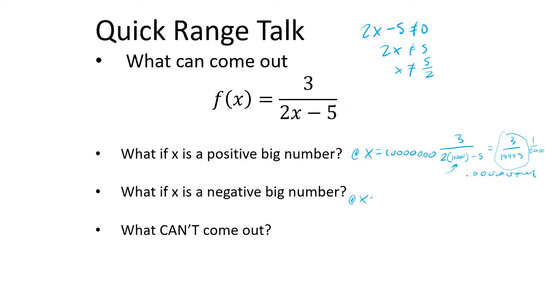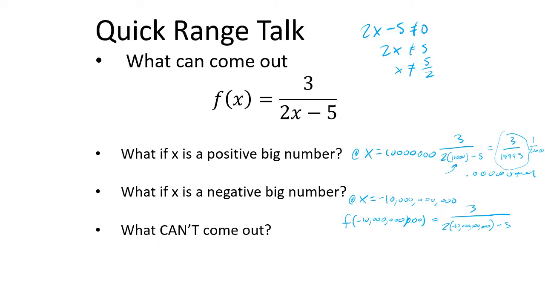So like x was equal to negative 10 billion, right? Well, then we would have f of negative 10 billion, which is 3 divided by 2 times negative 10 billion minus 5. This is like 0. It's a number that is negative, but it's basically 0.